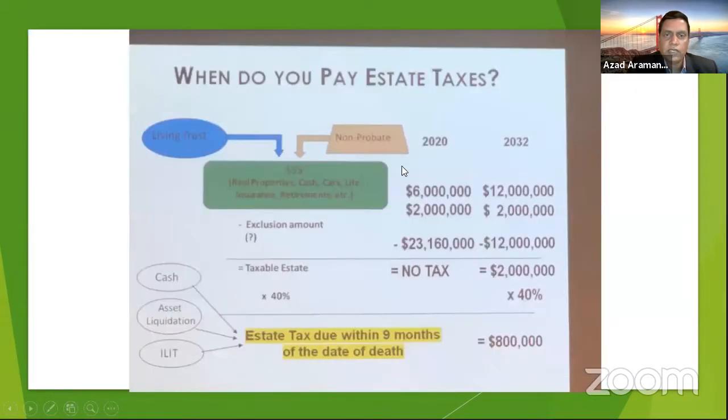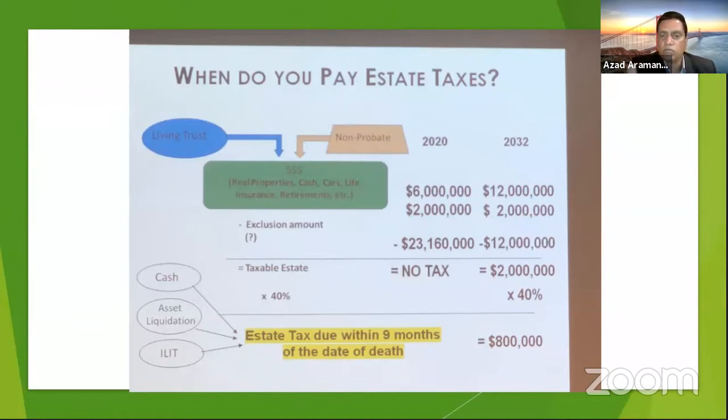Now, when do you pay estate taxes? Estate taxes are payable within 9 months of the death. Within 9 months, the estate taxes become payable. Now, here is a scenario of two different tax structures. In 2020, for example, today, your overall asset value is about $6 million.